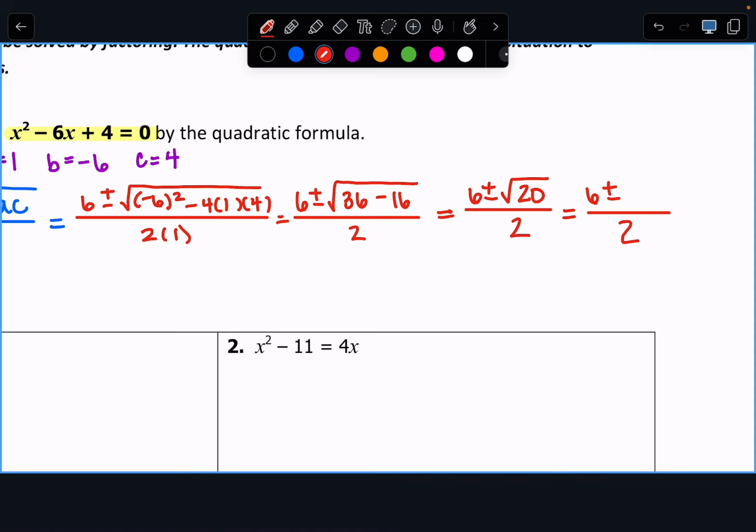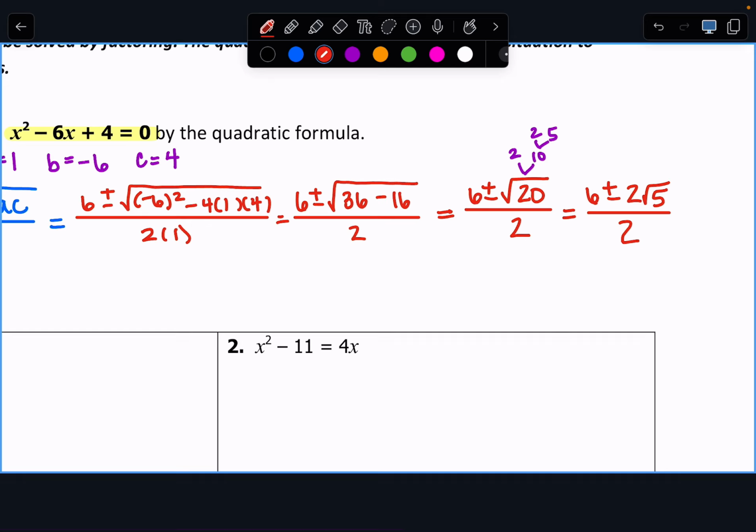Joey, what does it simplify to? So 20, what multiplies to 20, Joey? And we know 10 is 2 times 5. So what gets to come out? 2. Okay, so 2 comes out, 5 stays underneath.